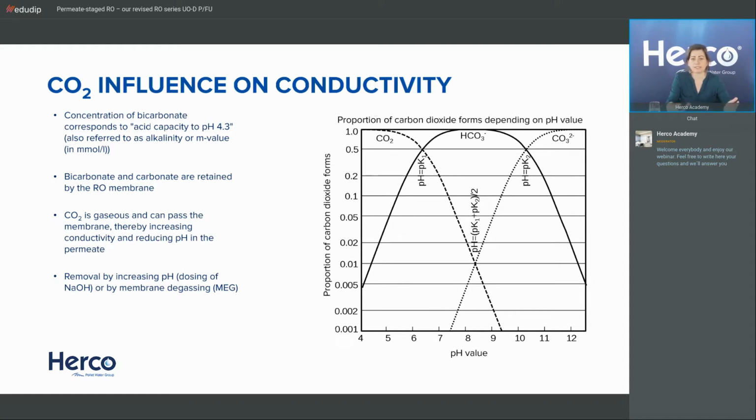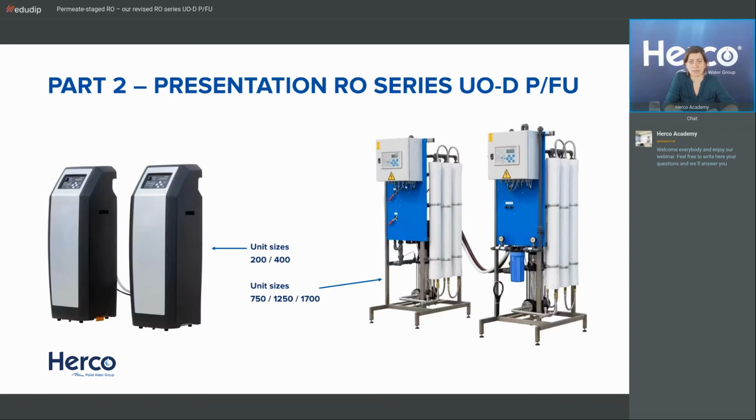Okay, this is the quick recap of conductivities, of what technologies you need to reach a certain conductivity or a certain water quality. Now we'll jump right into the units actually. So we'll go to part 2, and that's the new RO series. You can see already it looks a bit different than the old one.